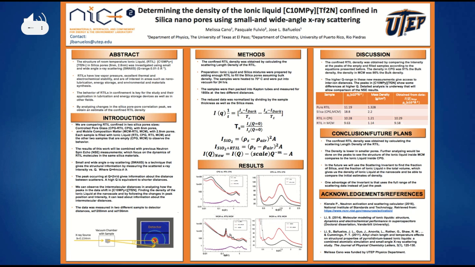With these findings, in the future we want to go ahead and use the scattering invariant to find the fraction of silica and the fraction of ionic liquid in the total volume. This will give the density of the ionic liquid at the nanoscale, and we will be able to compare with our initial estimates of density. One advantage of this invariant is that it uses the full range, not just the peak of the scattering data.